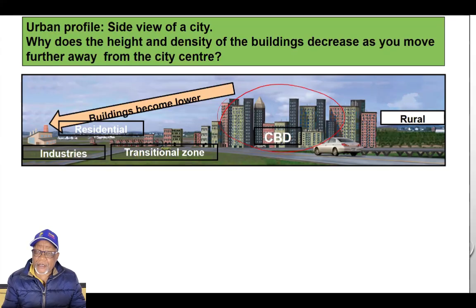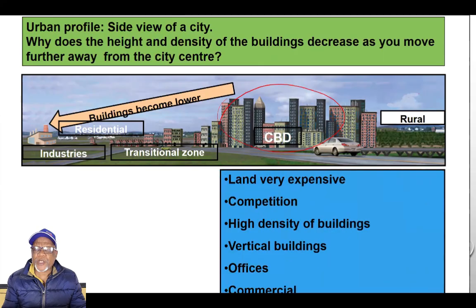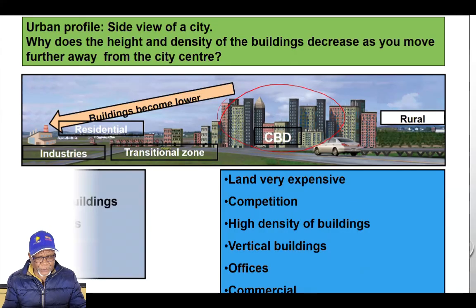And there are reasons for that. What are the reasons? Why do the buildings increase in height when you go to the city center? It is because, number one, in the CBD the land is very expensive, and therefore you buy small land, but you build vertically to maximize the potential of the land. And there is high building density. The buildings are vertical and they are offices, and it's used mainly for commercial purposes.